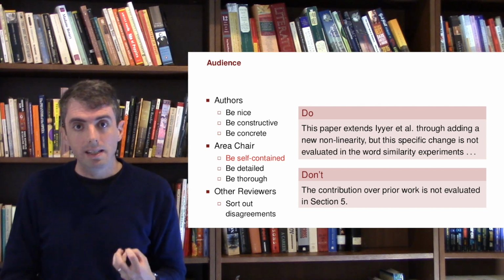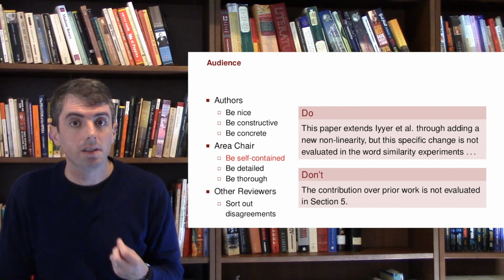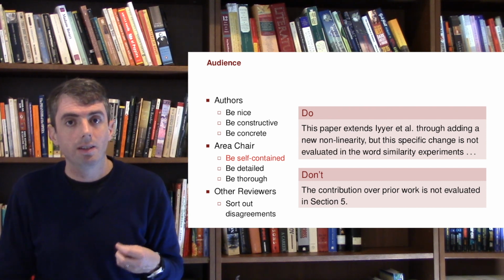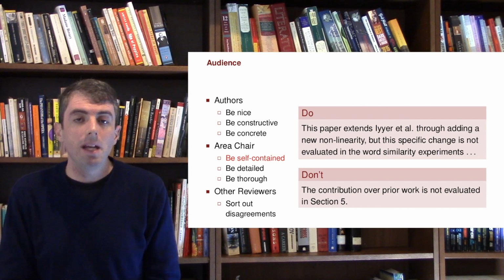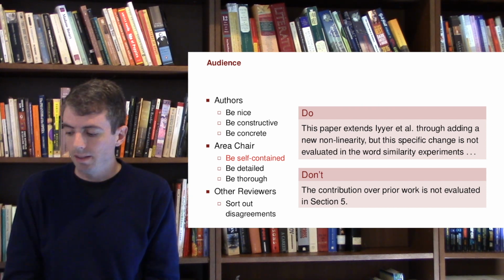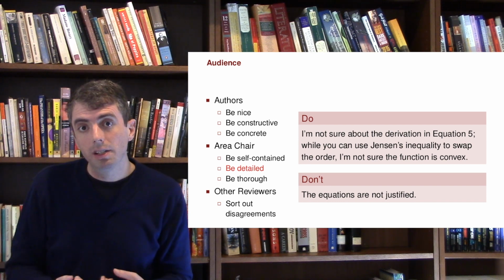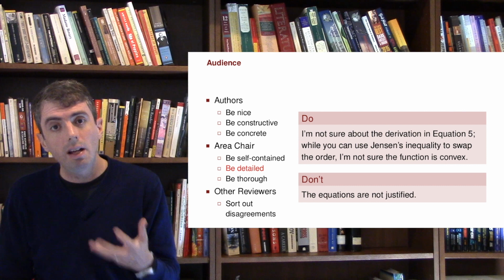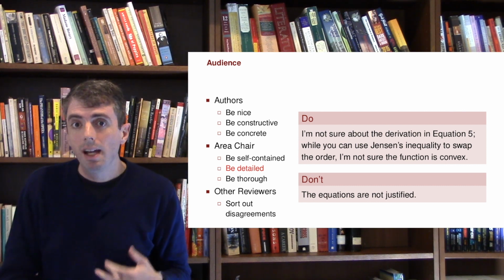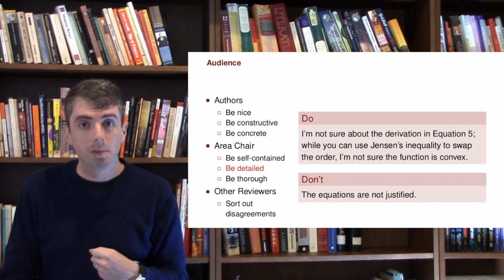Be concrete and specific enough that the area chair can read your review and understand what's going on. Don't make it so that they have to open up 2 tabs with your review and the paper side by side to understand what you're saying. And along with this, be detailed. The area chair is an expert in the field, and if you tell them what's going on in the paper, they can have a much better idea of whether this paper should be accepted or not.